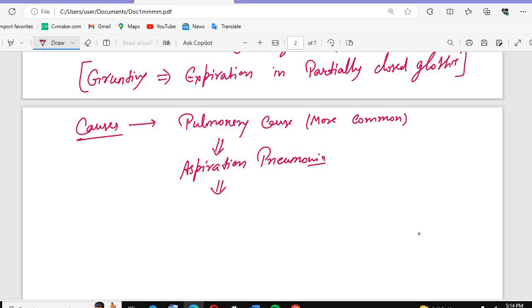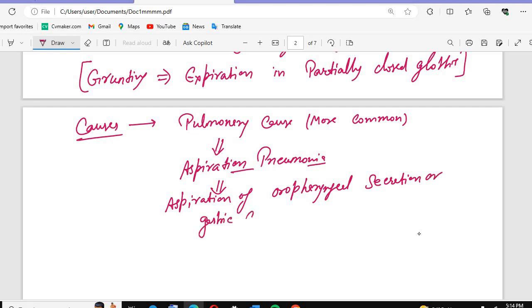Aspiration pneumonia: if we are aspirating any oropharyngeal secretion or gastric content into our trachea, into the airway, into the pathway of the trachea and nasopharyngeal area, we call this condition aspiration pneumonia. I'm repeating it again in English. If you are getting aspiration of any oropharyngeal secretion or gastric content, we call this condition aspiration pneumonia. I hope this is clear.